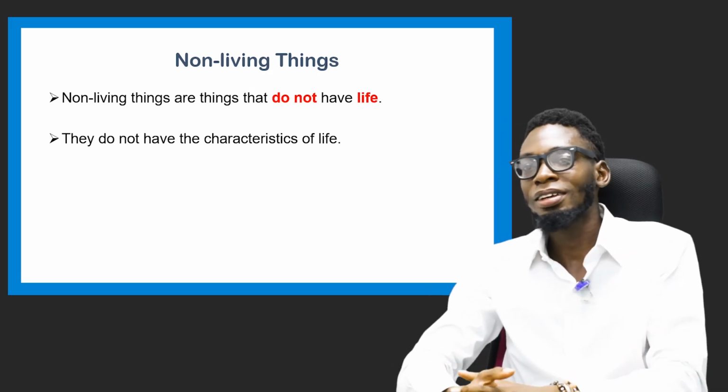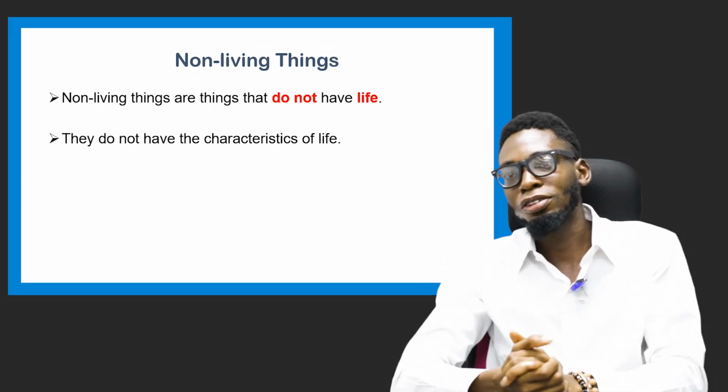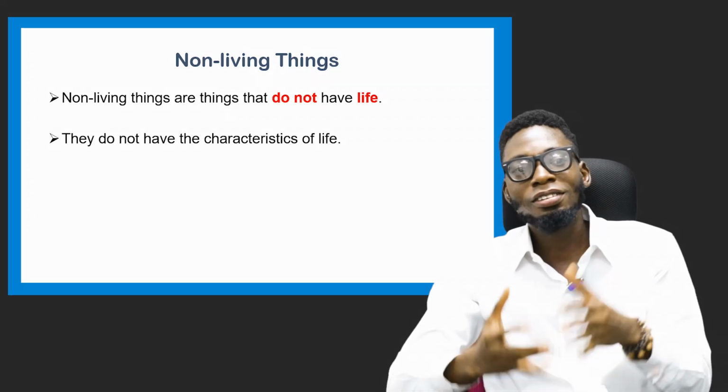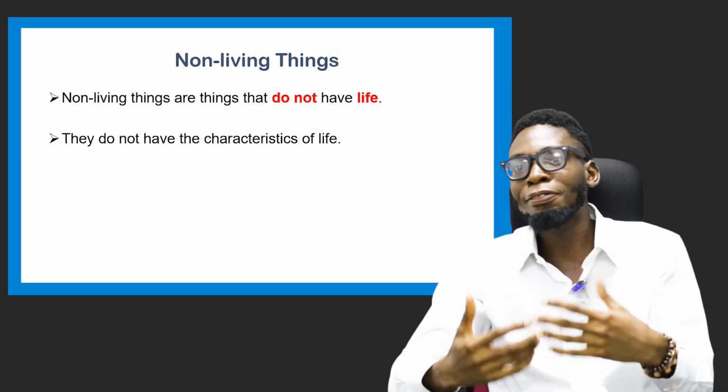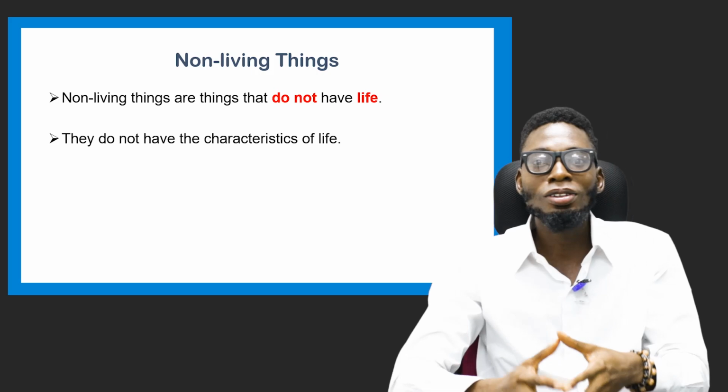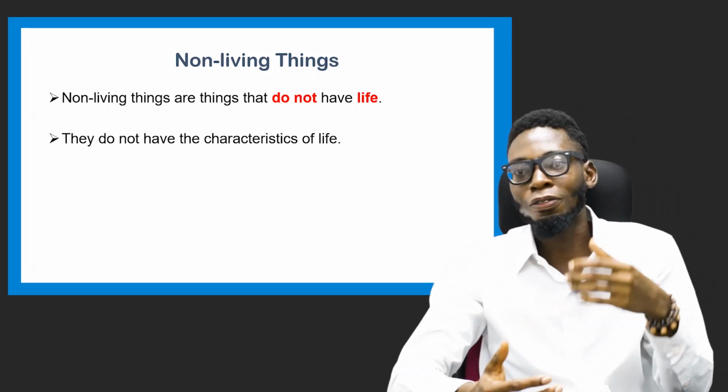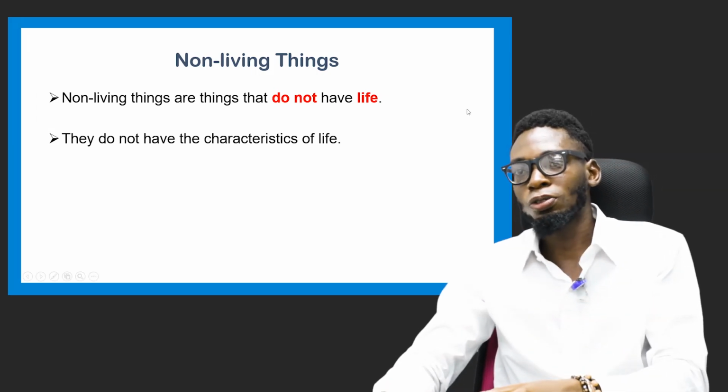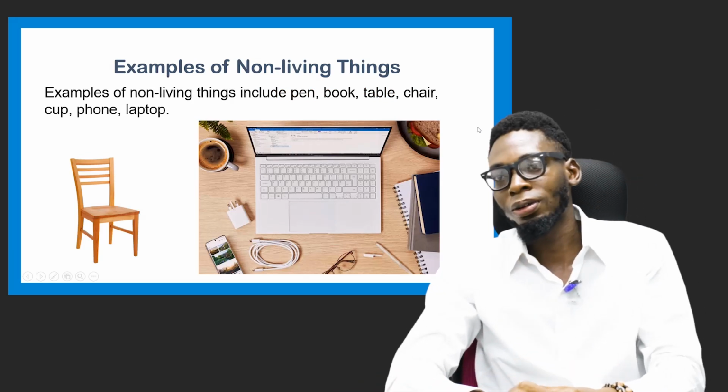What are non-living things? Non-living things are the direct opposite of living things. Non-living things are those things that do not have life in them. That means they do not have or share the characteristics of life. We'll go further to look at some examples of non-living things.